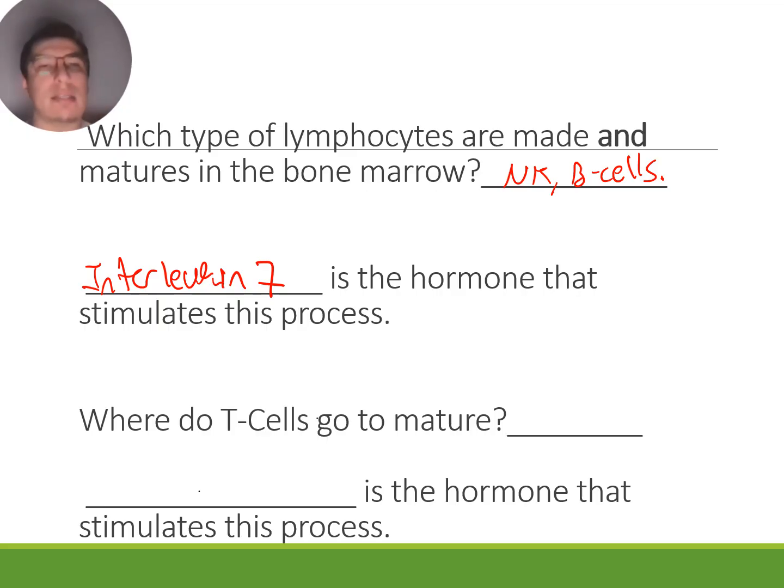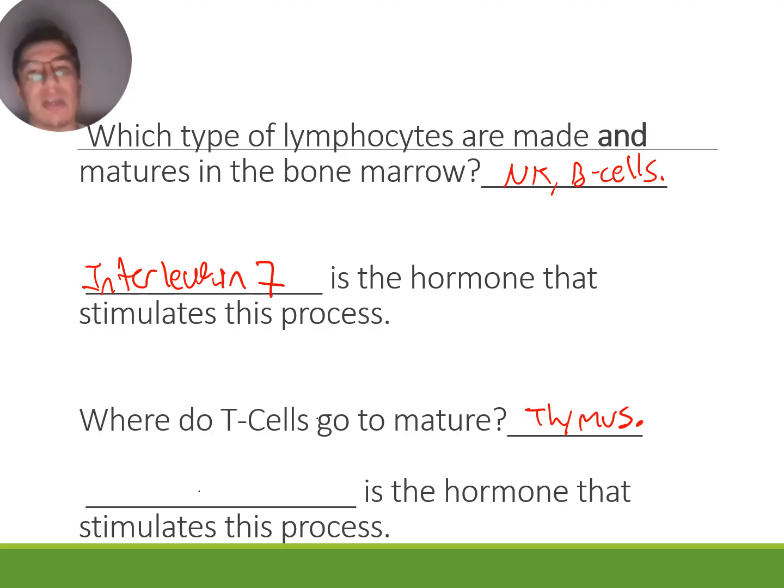Next, where do T cells go to mature? Remember that T cells are produced in the bone marrow and then they go to the thymus to mature. And there is where they become immunocompetent so that they don't react with your self tissues. You do not want the T cells attacking your own tissues, otherwise you will have an autoimmune response. So where do T cells go to mature? And that is the thymus.